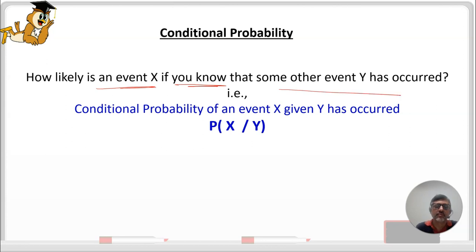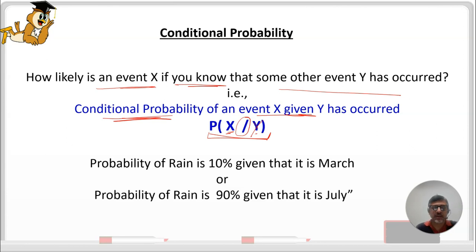So it's not just the probability of event X independently on its own, but it is the probability of event X if you know that some other event Y has occurred. This is known as the conditional probability of an event X given that Y has occurred, and this is the notation that is followed. Probability of X given, this stands for given that Y has happened. So this is probability of X given that Y has occurred.